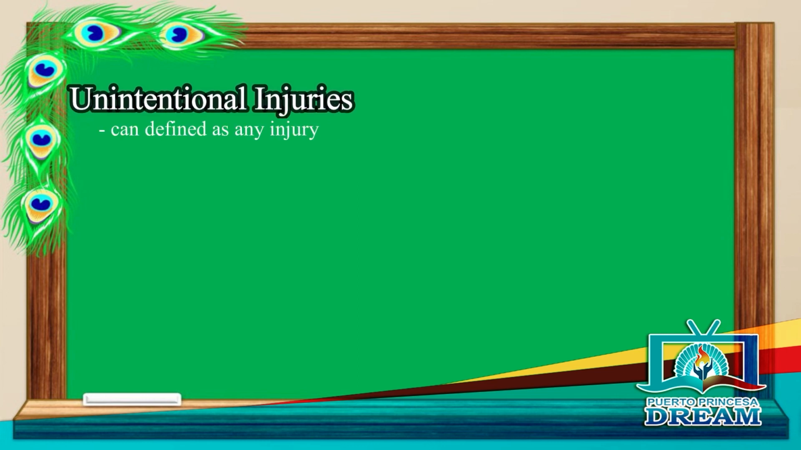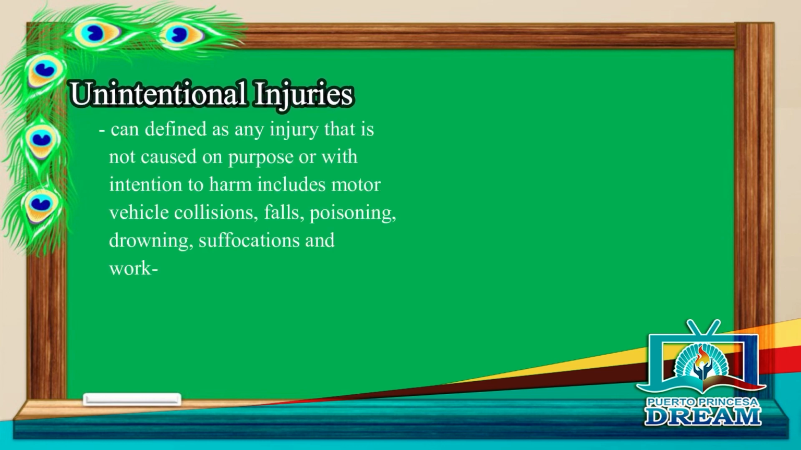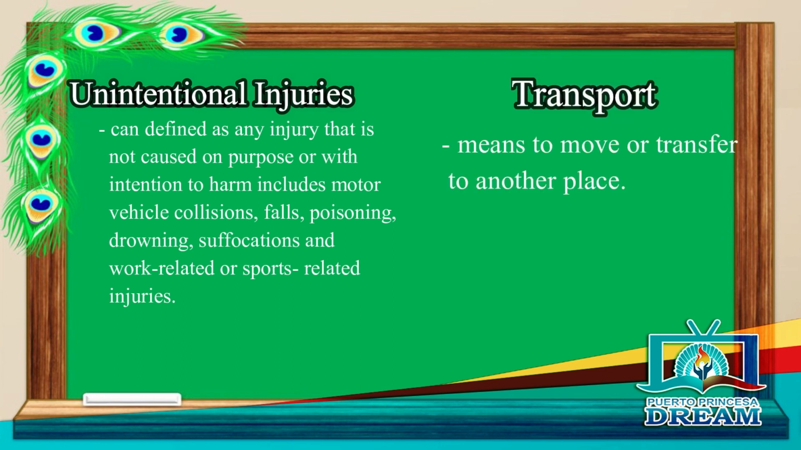As we continue our discussion, familiarize yourselves with the following terms. Unintentional injuries can be defined as any injury that is not caused on purpose or with intention to harm. This includes motor vehicle collisions, falls, poisoning, drowning, suffocation, and work-related or sports injuries. Transport means to move or transfer to another place.